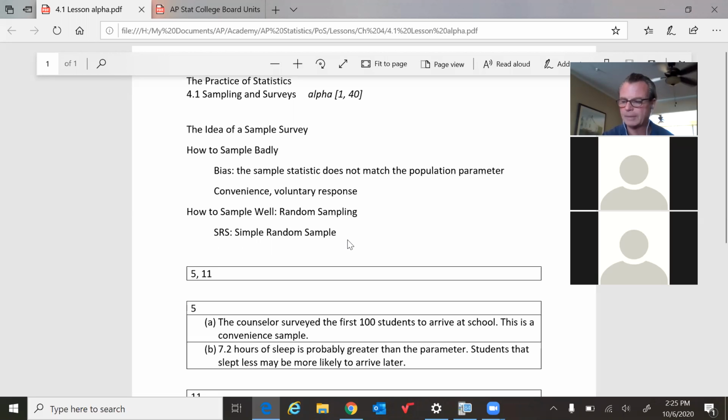Okay? Now, the next problem is more quantitative and it's more important.